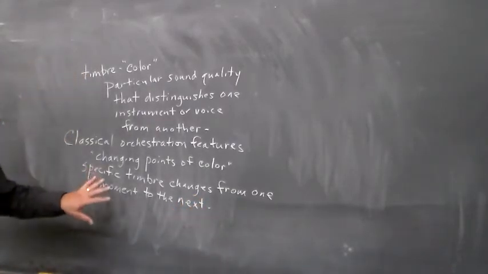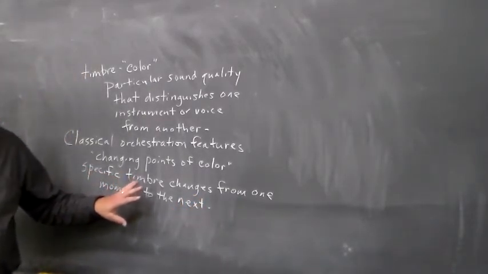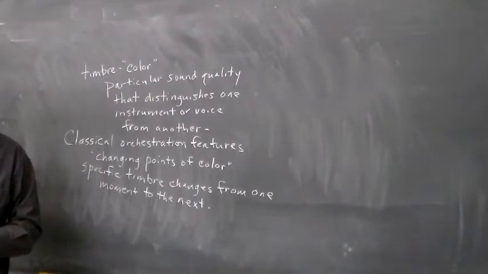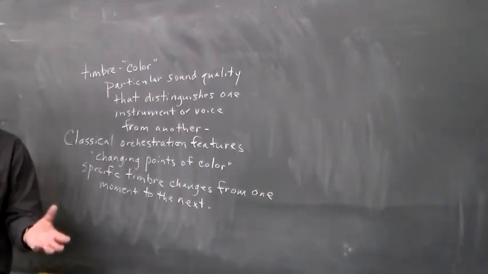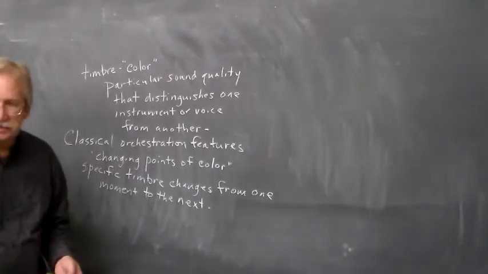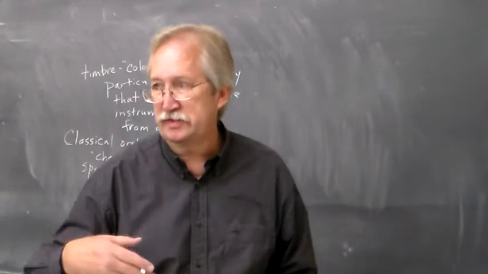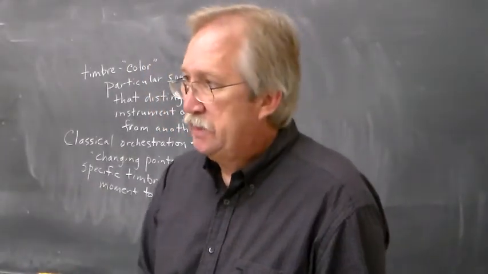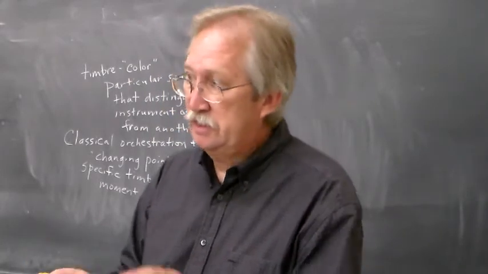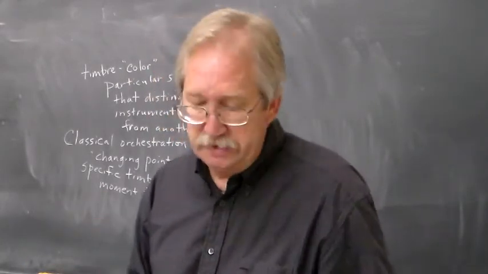So this is one element that's different from the Baroque style, which we'll talk about with this term, theory of affections, of presenting one color or one mood per movement. And the whole movement would be unified around that one emotion. So classicism has contrasting emotions: more animated or aggressive A themes versus more lyrical B themes, and more change of timbre from one moment to the next in the work.